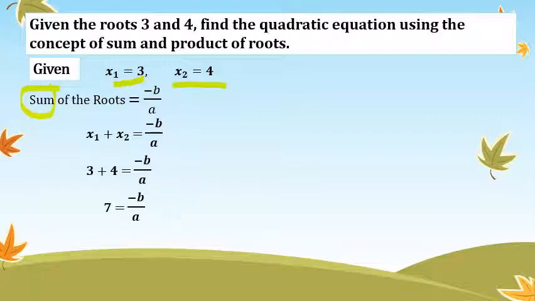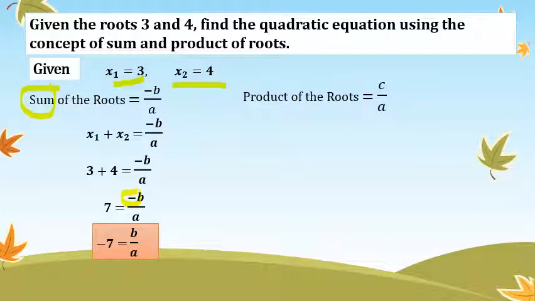So, isimplify natin. 3 plus 4 equals 7. 7 equals negative b over a. Ngayon, tanggalin natin ang negative. Paano natin yung tatanggalin? So, multiply both sides by negative. 7 times negative equals negative 7. Negative b over a times negative equals positive b over a.